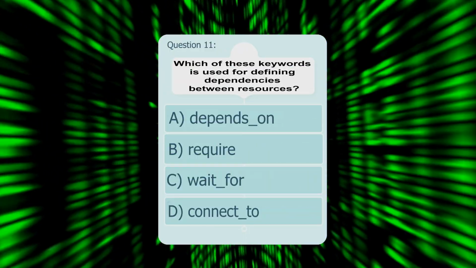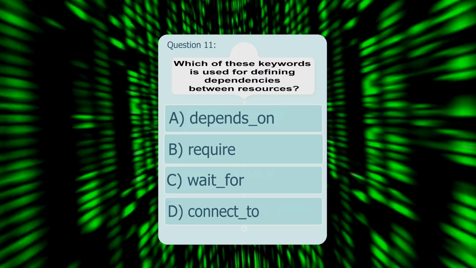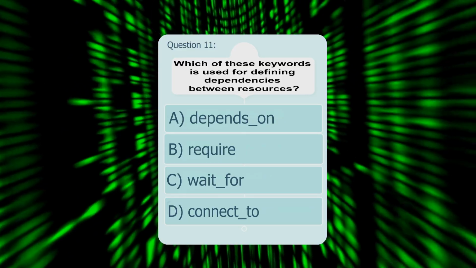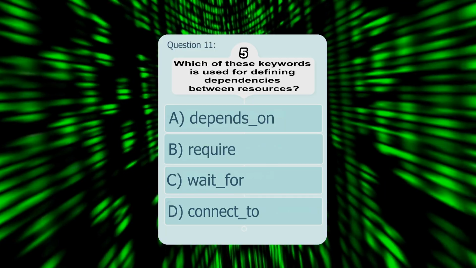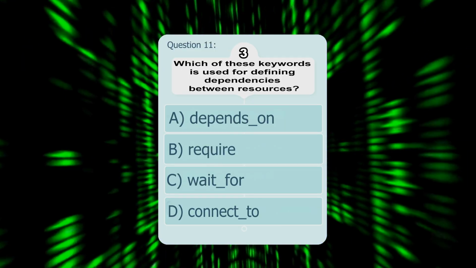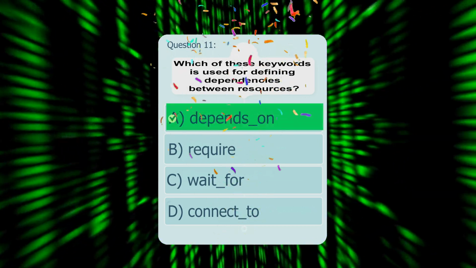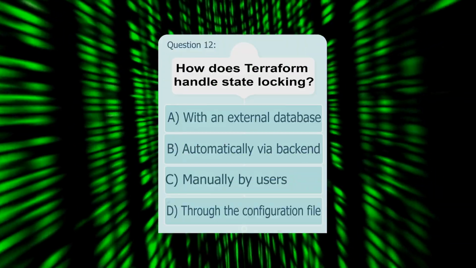Question 11. Which of these keywords is used for defining dependencies between resources? A. depends_on. B. Require. C. Wait_for. D. Connect_to. Answer. A. depends_on.